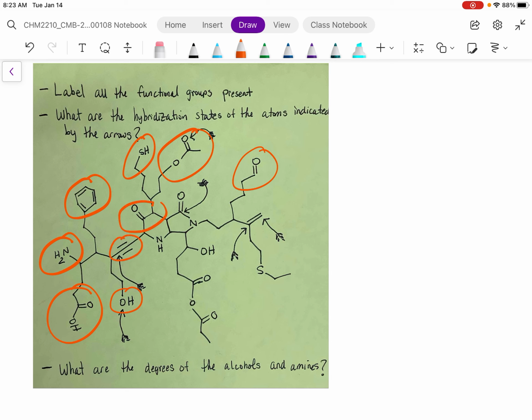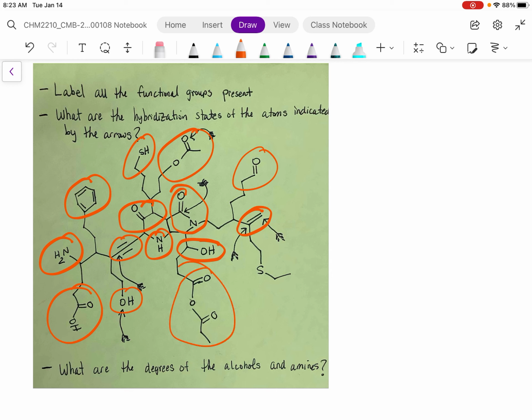This one would be a ketone. This one would be another amine. That's an amide. That would be an alkene. Alcohol. This one's interesting. We have an oxygen sandwiched in between two carbonyls. That's an anhydride, or an acid anhydride.